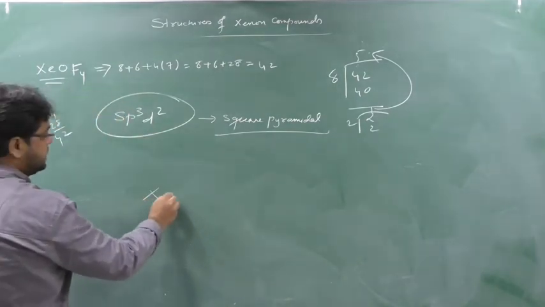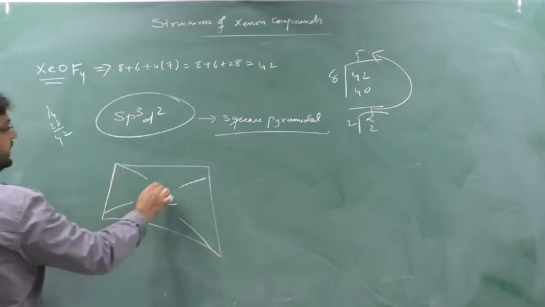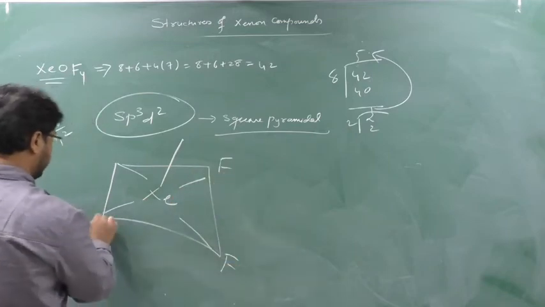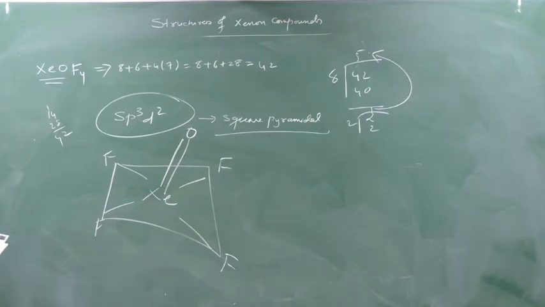So now see here Xe, that is a square. So this is a square pyramidal. This is F. F here, F here, F here, F here. It is oxygen, so it requires a double bond. So XeOF4. Clear this part?